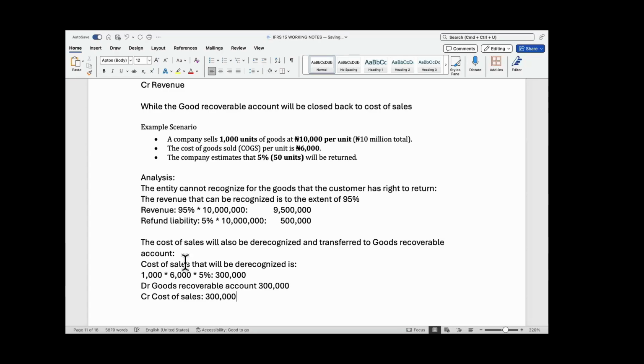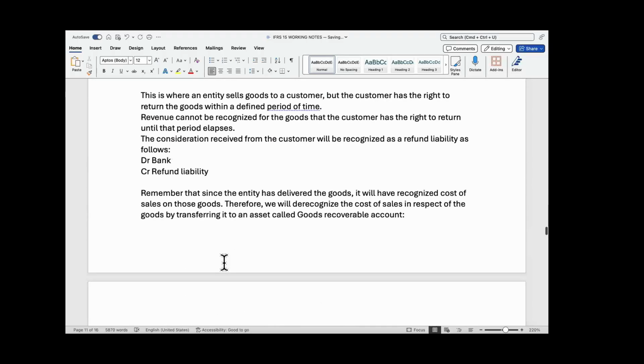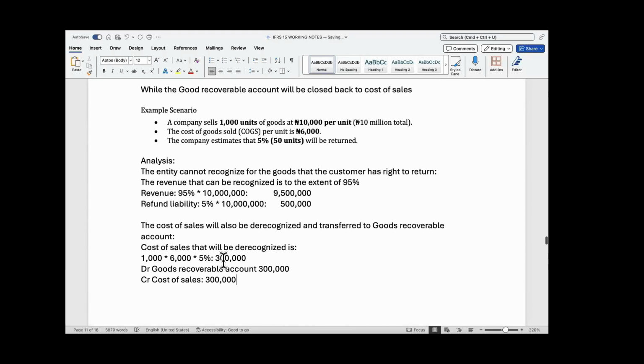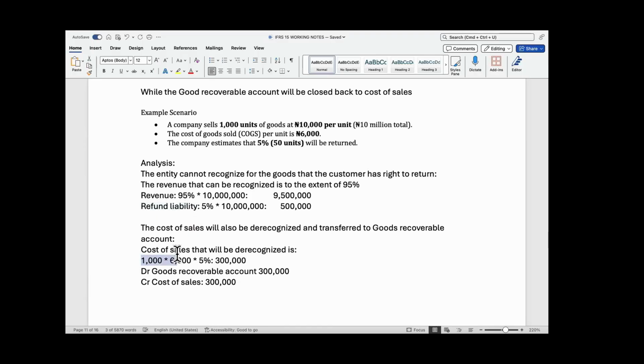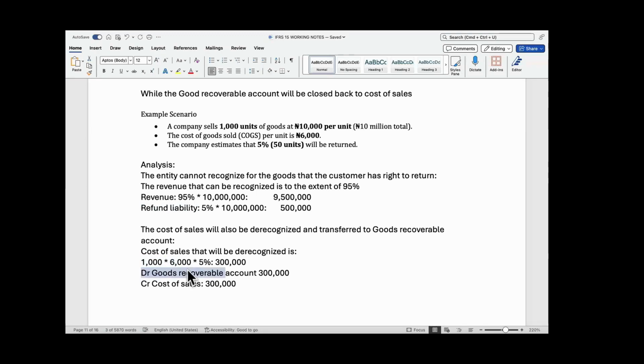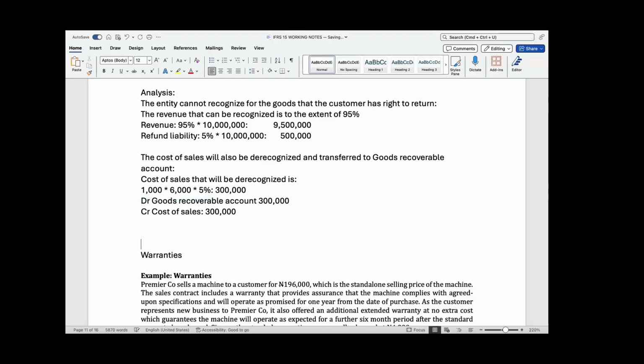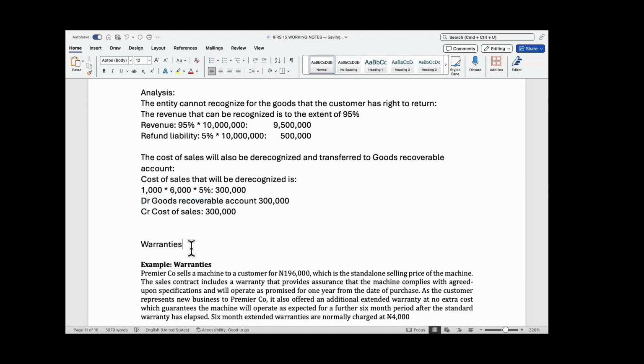So all of this, this scenario I'm painting, I can conveniently ask you, and just keep it simple. And the principle is very simple. If a customer can return goods, you see that period within which you can return, or the proportion you can return, don't recognize it as revenue. Recognize it as refund liability. And don't forget to also recognize the related cost of sales and take it to a goods recoverable account. That's it. Another practical one that you can find in your exam is warranties.